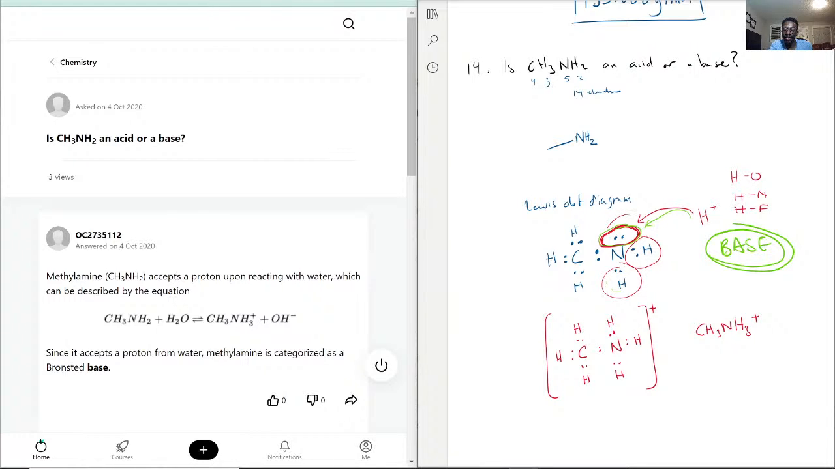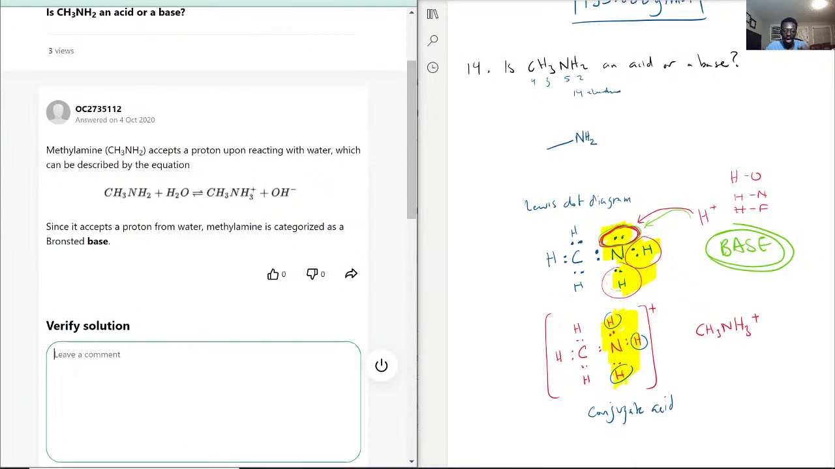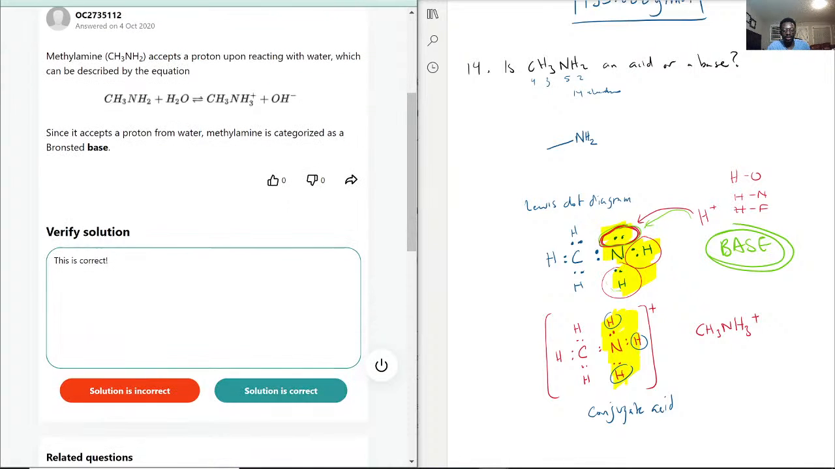But these hydrogens have the potential to interact. So once you get to this part, any of these hydrogens could leave. Any of them are fair game for it to go back to its base form. Because right now, what we have is its conjugate acid, but any of these hydrogens here could detach and put it back to its conjugate base form. So with that, this is correct. Let's move on to the next question.